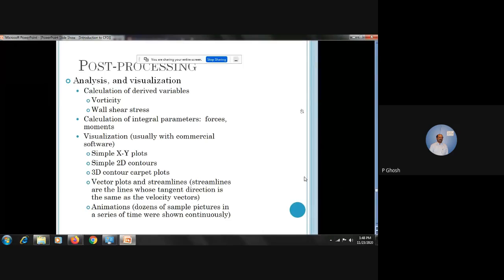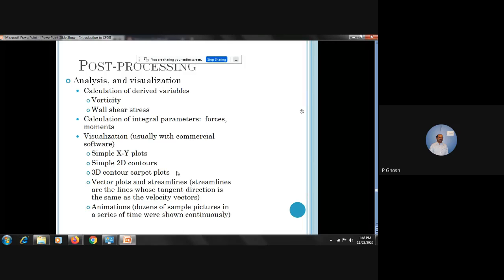Now I get a converged solution. Whatever we started with, U, V, W, P, T, etc., I will get as numerical values. But I have to physically see what is happening: how the flow creates vortices, what the shear stress is, what the forces and moments are, how the flow is behaving. So we have to visualize it, and this post processing part is visualization.